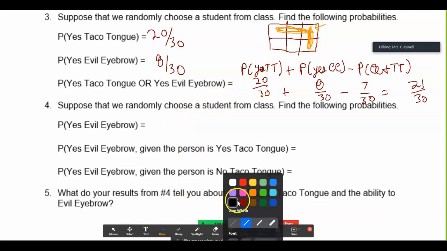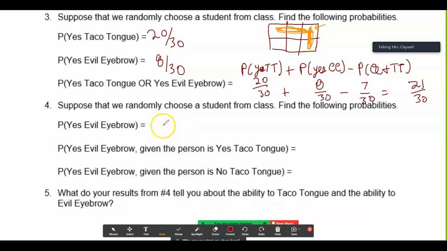What's the probability that we choose a random student from the class who can do yes, taco tongue? It'd be 20 out of 30. Now, yes, evil eyebrow given the person is yes taco tongue.